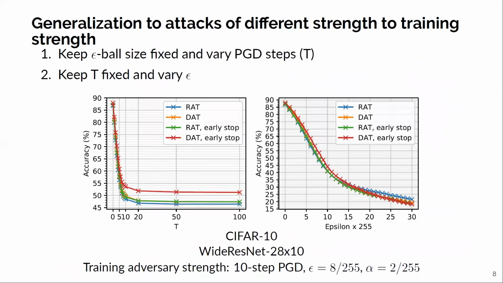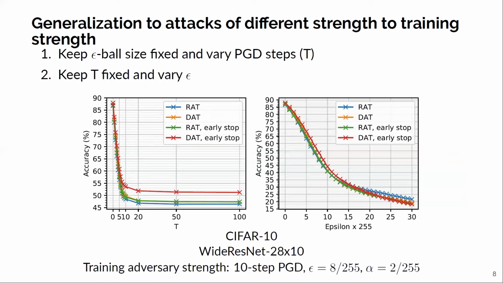We also decided to test our models, which are trained using delayed adversarial training, against attacks of strengths which were not seen during training time. So in other words, we keep the epsilon ball size fixed, and we vary the number of projected gradient descent steps, or we keep the number of steps fixed, and we vary the size of the epsilon ball during test time. And we see that delayed adversarial training gives almost the same profile as regular adversarial training, which shows that despite us using adversarial training samples much later on in delayed adversarial training, we are able to get similar generalization performance as regular adversarial training. And in fact, in some cases, as we've noticed, we get higher accuracy.